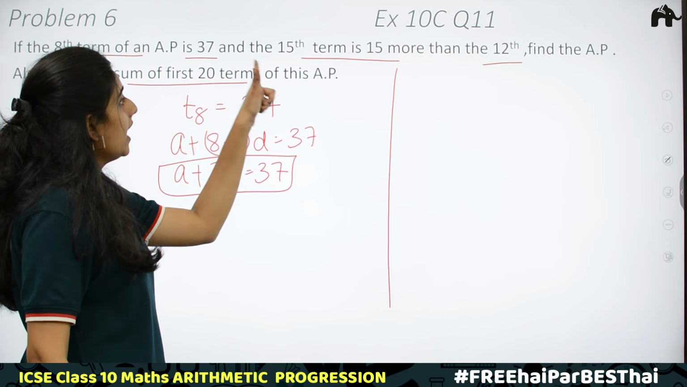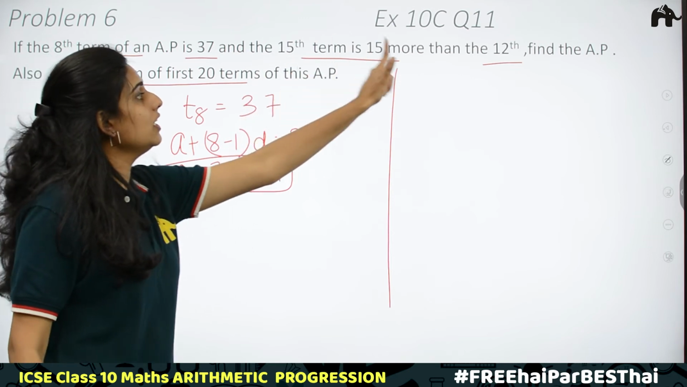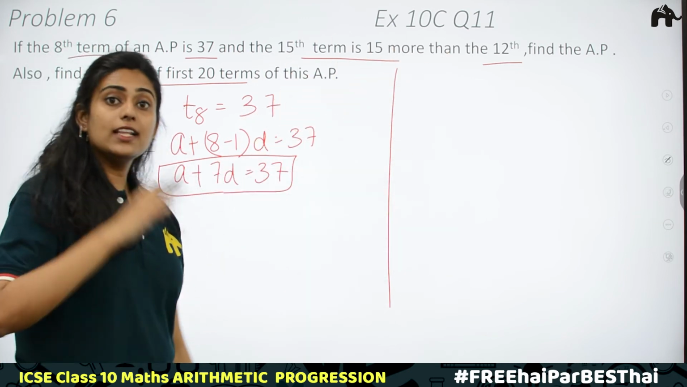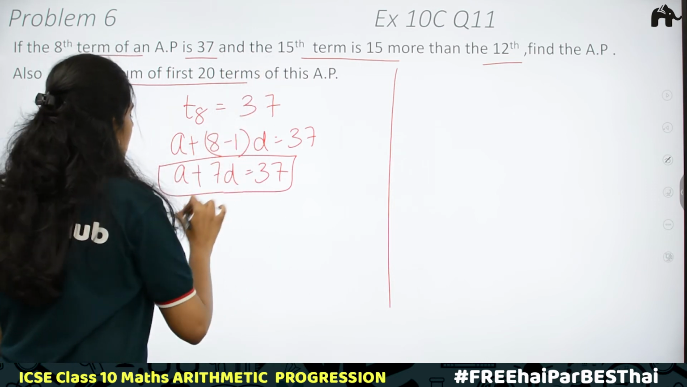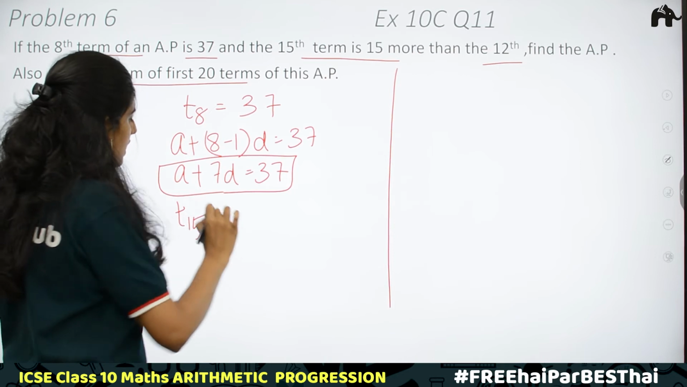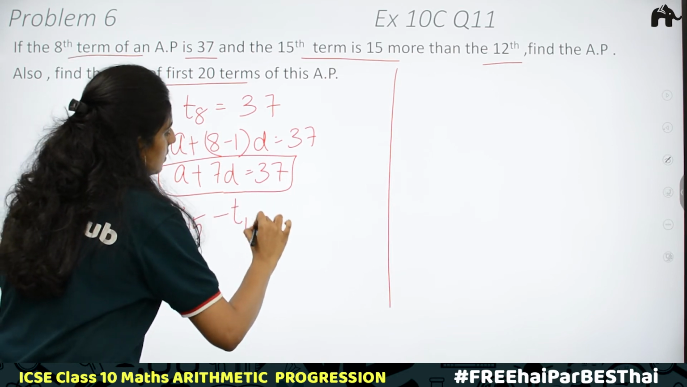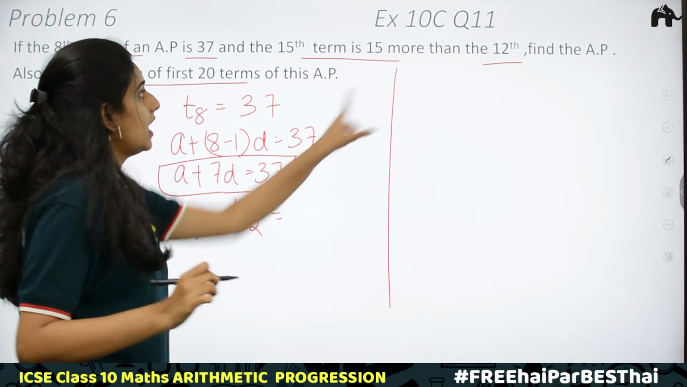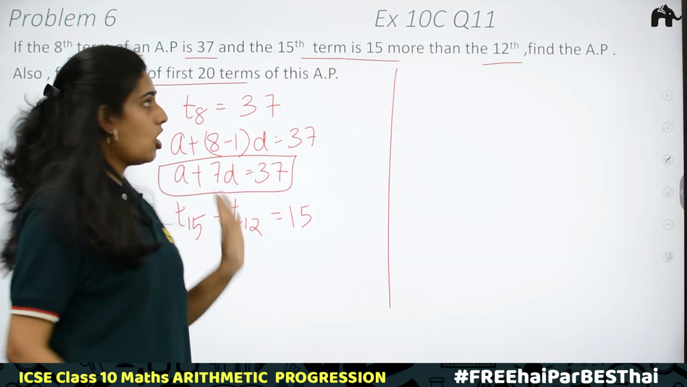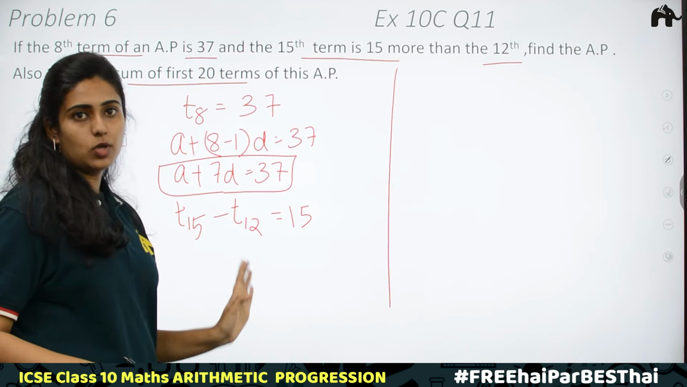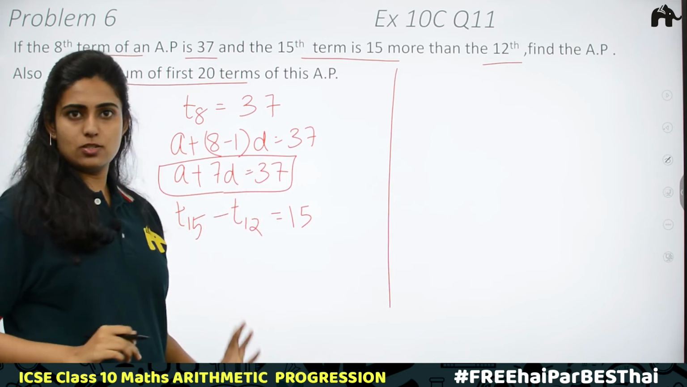a plus 7d is equal to 37. What else? The 15th term is 15 more than the 12th term. The 12th term plus 15 is the 15th term, or the 15th term T15 minus the 12th term T12, the difference between them, is 15. This is how we can change the statement. Or we can write this as T15 is equal to 15 plus T12.